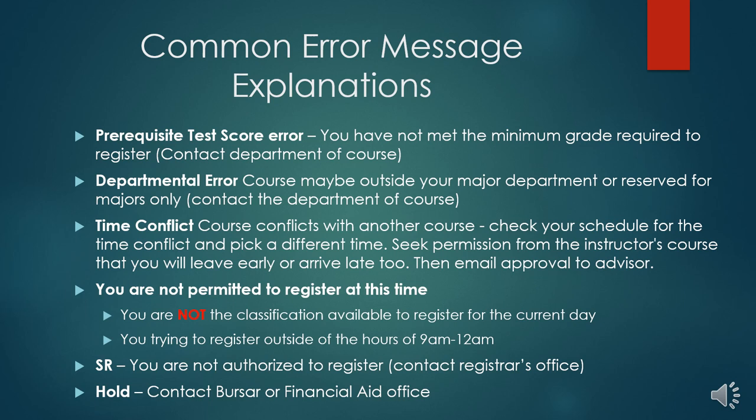You are not permitted to register at this time. You are not the classification available to register for the current day. You are trying to register outside of the hours of 9 a.m. and 12 midnight. SR, you are not authorized to register. If you receive this error message, please contact the Office of the Registrar as soon as possible.